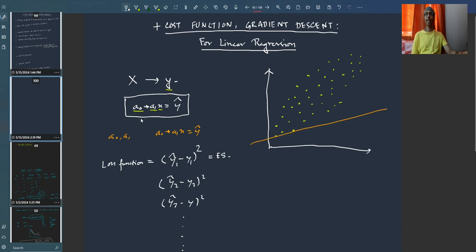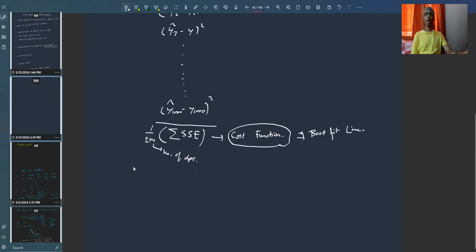So we have initialized the weights. Now how do we do that? The way to do that is through gradient descent. Now what is gradient descent?